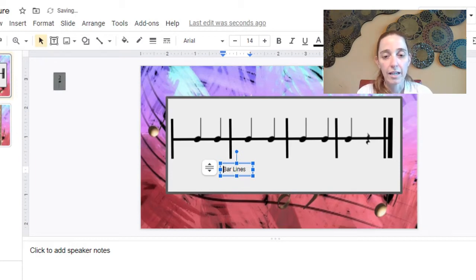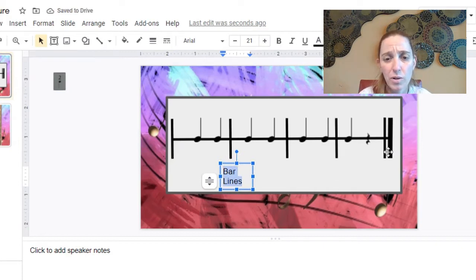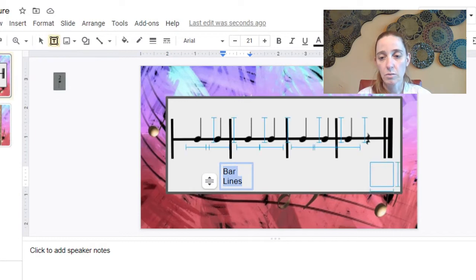And when you have bar lines, they are separating the space. You're separating the beats, and you're grouping them together. So these bar lines happen, and then when we want the music to end, we have what's called a double bar line. So we have a double bar line.